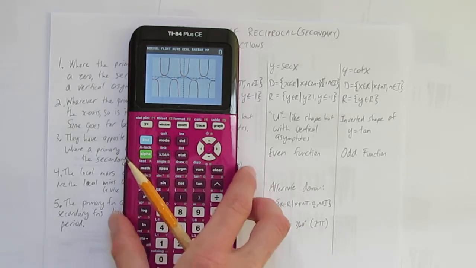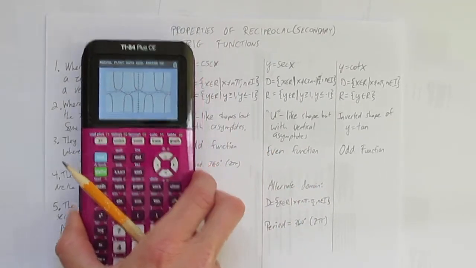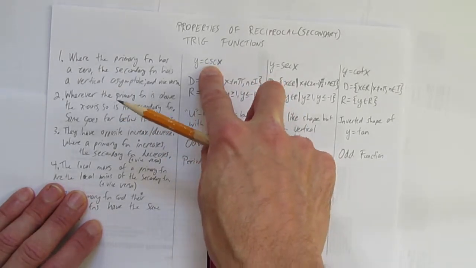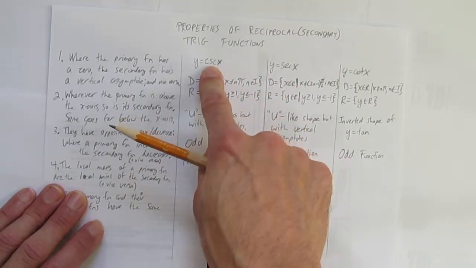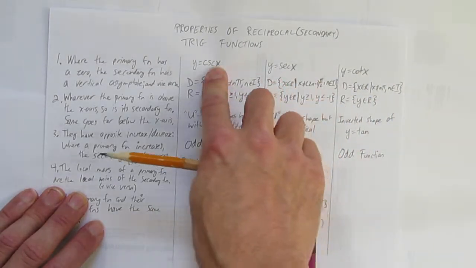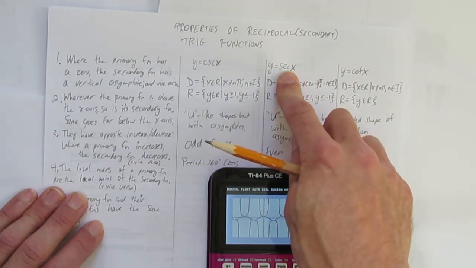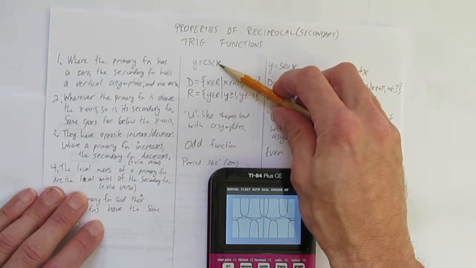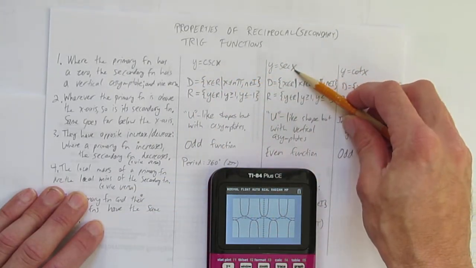Remember too, a lot of people get confused. Cosecant is the reciprocal of sine. Secant is the reciprocal of cosine. Very easy to get those mixed up. This one is the secondary for sine. This one is the secondary for cosine.